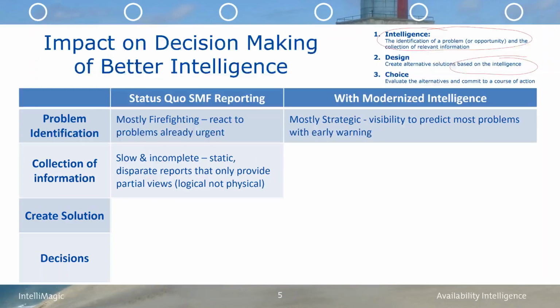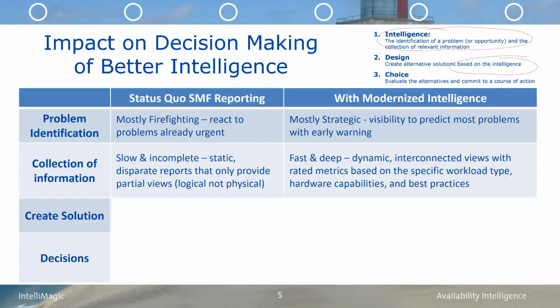Today it's a pretty slow and incomplete process to use static reports, which only really provide partial views. The SMF and RMF data most of the time will give you only a logical view of the workloads and what's going on, response times and whatnot. But it's not interpreted in the context of the physical hardware that's running those workloads.